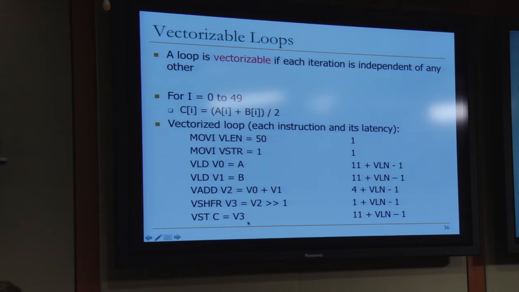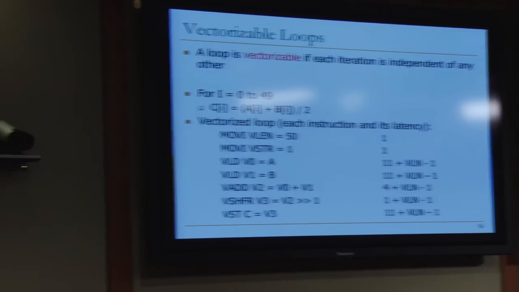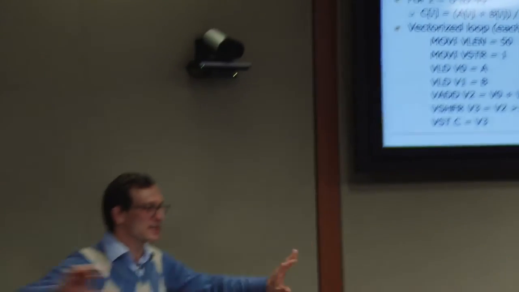So the realization is that this loop is actually vectorizable. Each iteration of the loop is independent of any other iteration. And that's what vectorizable, or fully parallelizable, means. You can execute all of these iterations in parallel. In fact, you can execute these different iterations in different processors if you have multiple processors. Think about that for now. But we're going to execute it as a vector processor to be simple. And this is the vectorized loop. This is the vector code.